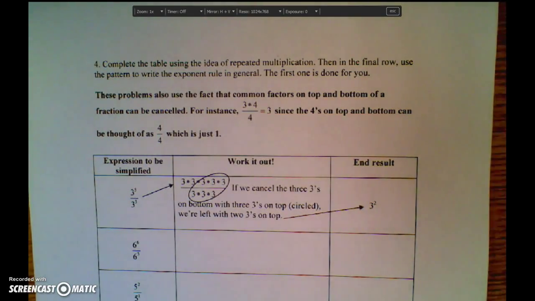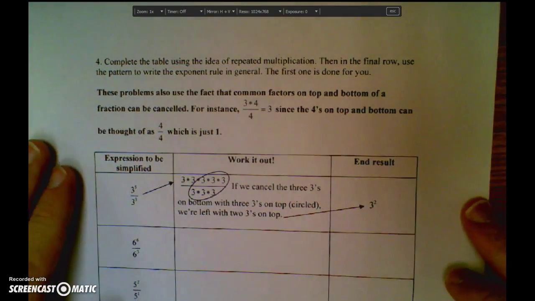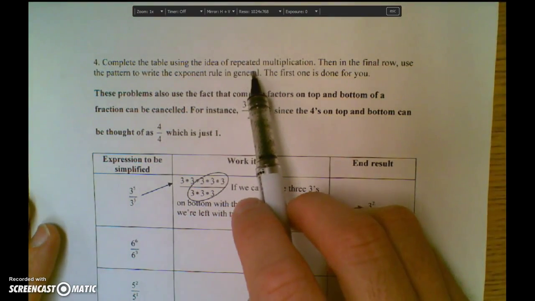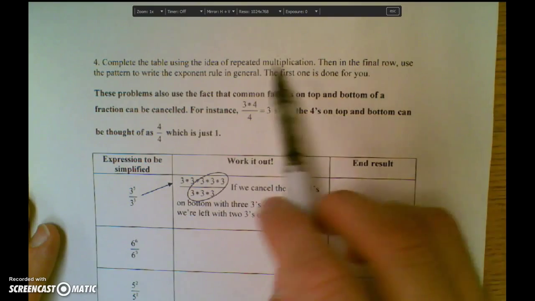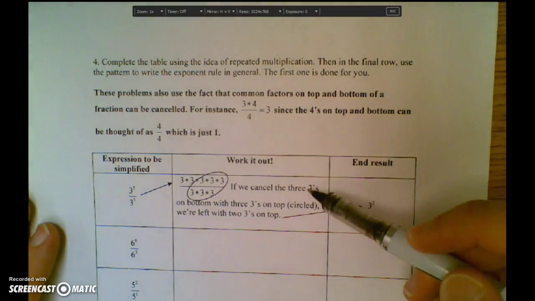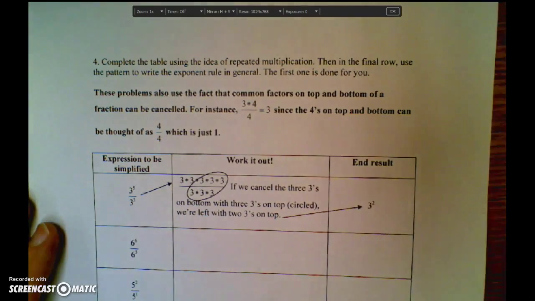Today we're going to finish up the properties of exponents and look at one of the last properties you can use to simplify when you have exponents. So we're going to complete the table using the idea of repeated multiplication. Then in the final row we're going to use the pattern to write the exponent rule in general. The first one they did for us, and then we're going to keep working through the other ones together.